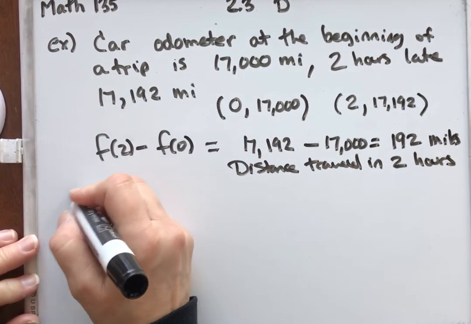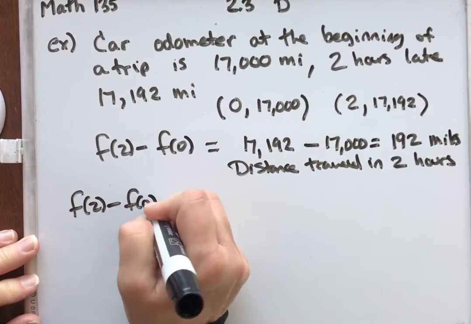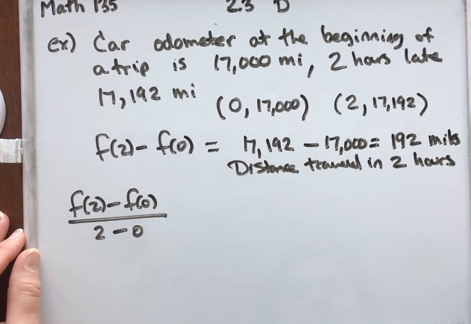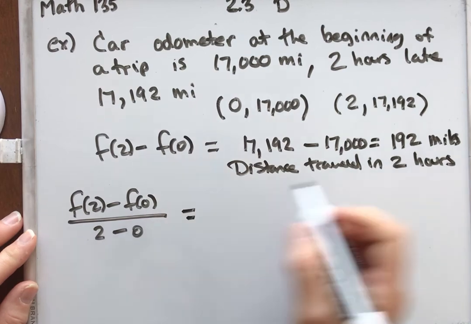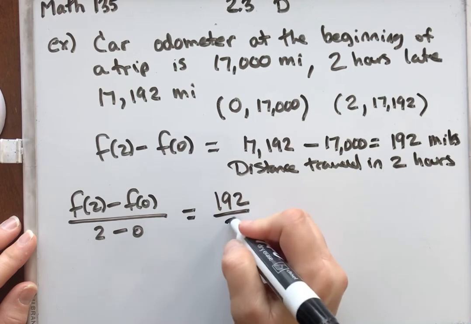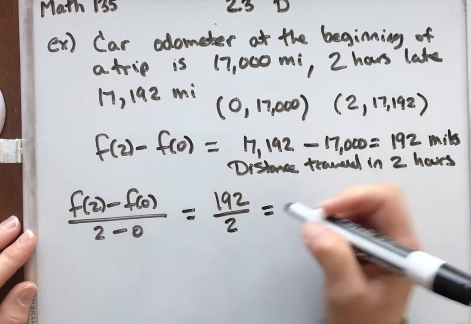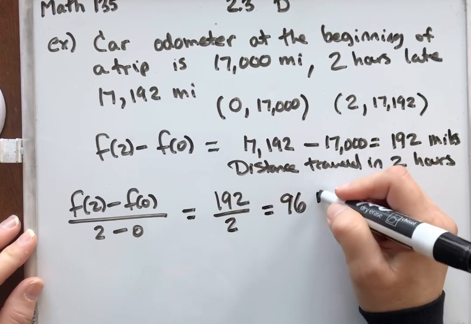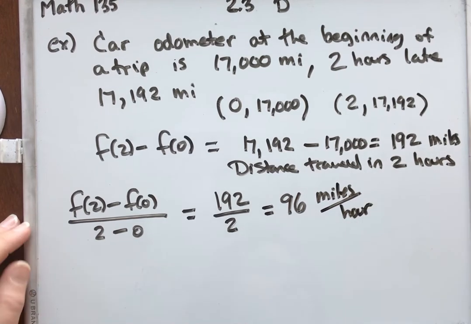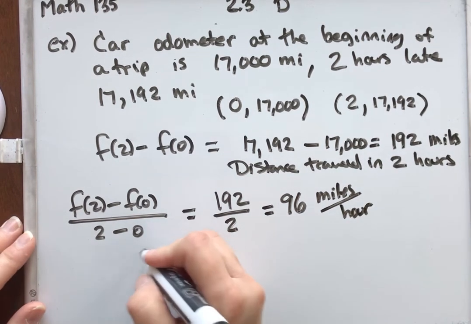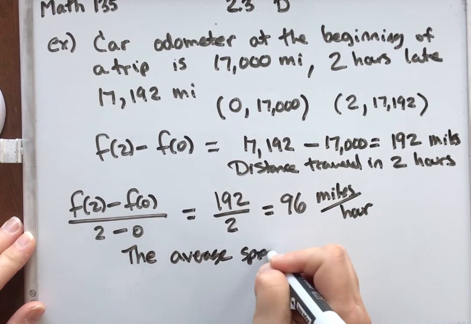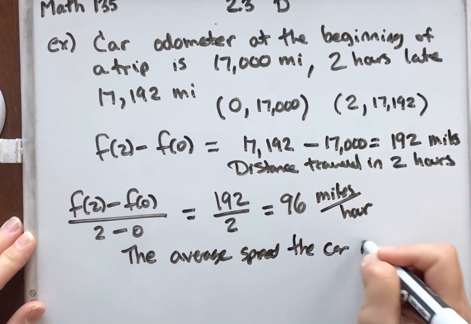Now, what does f of 2 minus f of 0, all over 2 minus 0, represent? Well, let's do it. We know this equals 192, that is in miles. And this represents 2, which is in hours. And this comes out to be 96. And it's a rate, miles per hour. So what does it represent? The average speed the car is traveling.